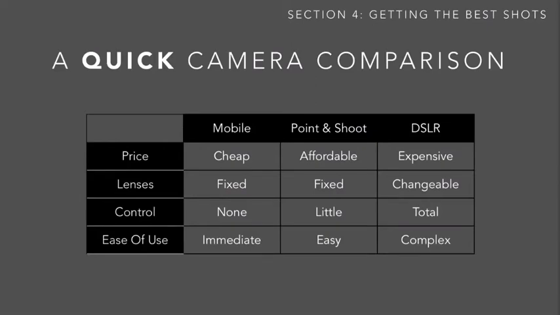Mobile phones are immediate. You just open the app and take a picture, and there's really nothing else you can do. On a point-and-shoot camera, it's basically the same process. That's why they're called point-and-shoot cameras. You take it out of your pocket, you point it at something, and you take a picture. And that's what they're designed for. But a DSLR is very complex. So again, that gives you more control, but it also requires more skill and time and effort to take better quality pictures.